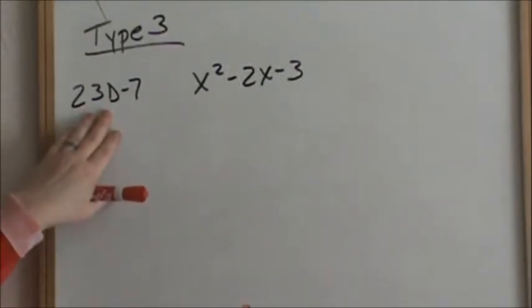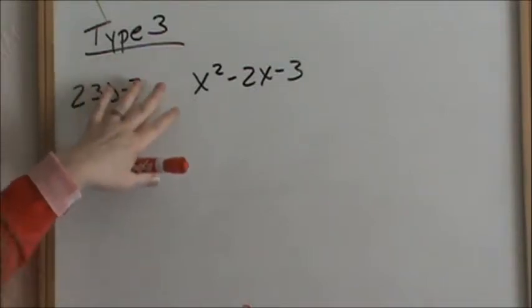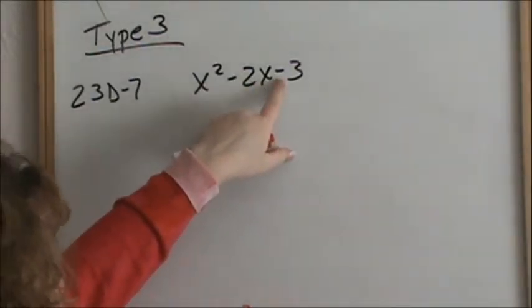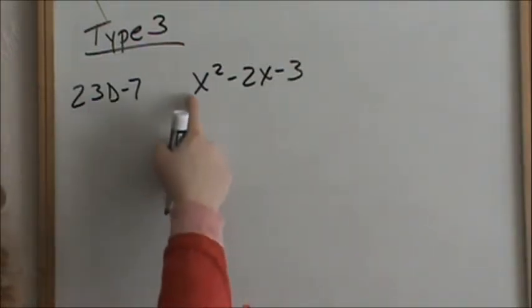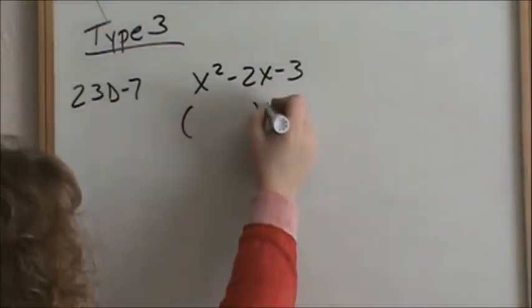Okay, now we're doing type 3. We're going to look at 23D7. What I call type 3 problems is where you have a negative and a negative. Both places have a negative sign, okay? The first thing we look at is, can we factor anything out of all the numbers? And we cannot. So we're ready to go to 2 parentheses.